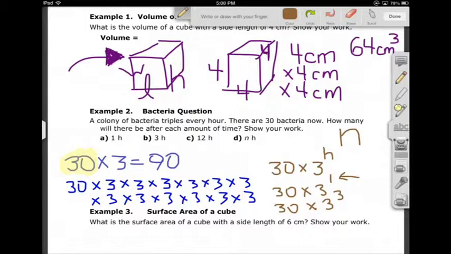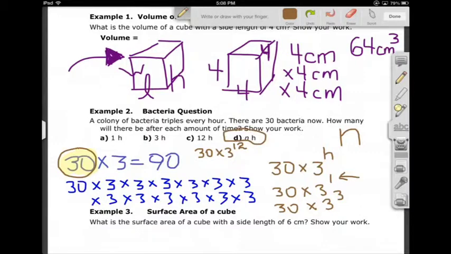Run out of room here, so I'll go up here. 30 times 3, 3 multiplied by itself 12 times. It's a pretty neat formula. If we apply this in a very generic way, what we've got is just a simple overall formula. The initial population we said was 30, but that could be just about anything. So there's a neat little example here.